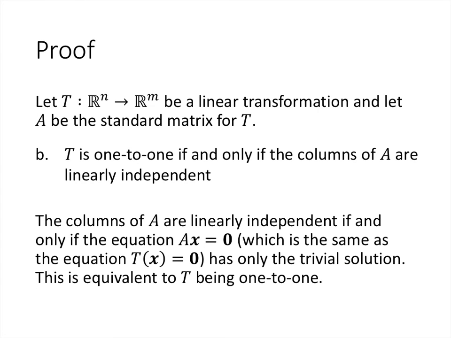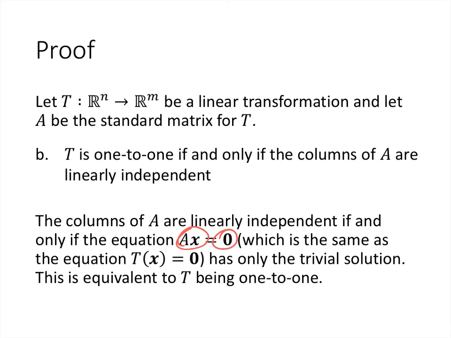For statement B, the columns of A are linearly independent if and only if the equation Ax equals 0, which again is the same as the equation T of x equals 0, has only the trivial solution. Remember, Ax is a linear combination of the columns of A, and so for that linear combination to be 0 only trivially, that tells us that the columns of A are linearly independent. And that's equivalent to T being one-to-one.